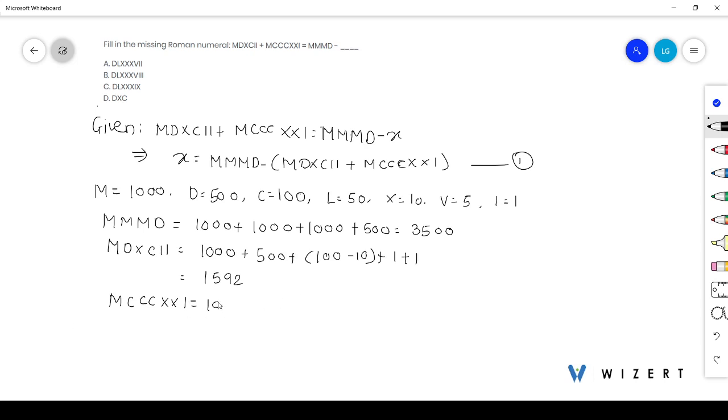After that, using these symbols, MCCXXI is 1000 plus triple C means 100 plus 100 plus 100, plus double X means 10 plus 10, plus I means 1. So it is 1321.